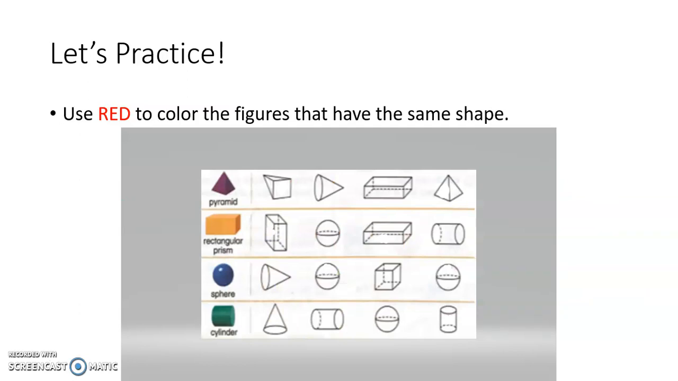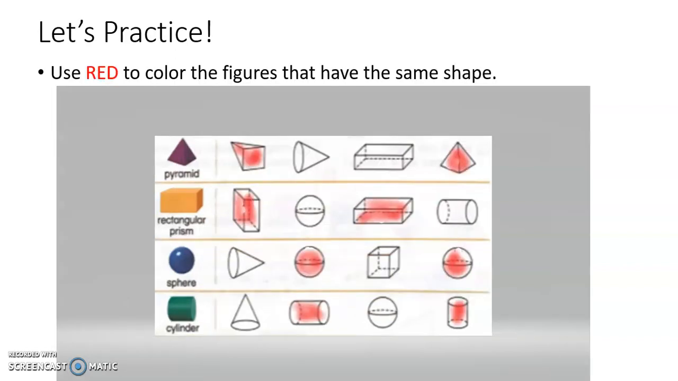So let's practice. I've given you 4 shapes. I want you to find the figures that are the same and color them red. So I've given you a pyramid, a rectangular prism, a sphere, and a cylinder. Now if you look at the pyramid, you see that the first figure and the last figure in that row are both pyramids, so we should color them red. Just because the first figure is on its side does not mean that it is not a pyramid. It does not change its shape when it's on its side. It's still a pyramid.